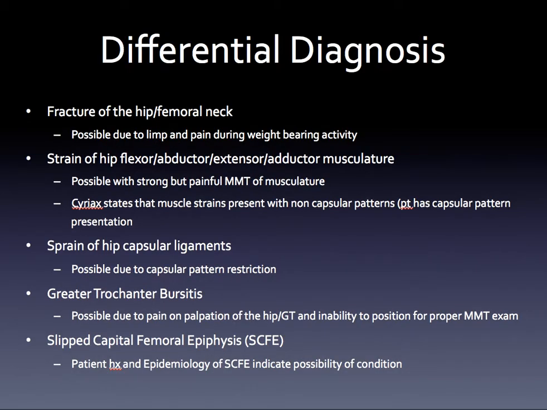So differential diagnosis of this, it could be a fracture of the hip or femoral neck due to limp and pain due to weight-bearing activity. You could have strain of a hip flexor, abductor, extensor, or adductor musculature, which is possible with strong and painful MMT of musculature, but Cyriax states that muscle strains present with non-capsular patterns, so that's eliminated here. Strain of the hip capsular ligaments, it definitely could have happened, and due to the capsular pattern restriction, it's kind of indicated there. You could have bursitis of the greater trochanter due to possible pain on palpation of the hip and greater trochanter, and an inability to position for MMT exams.